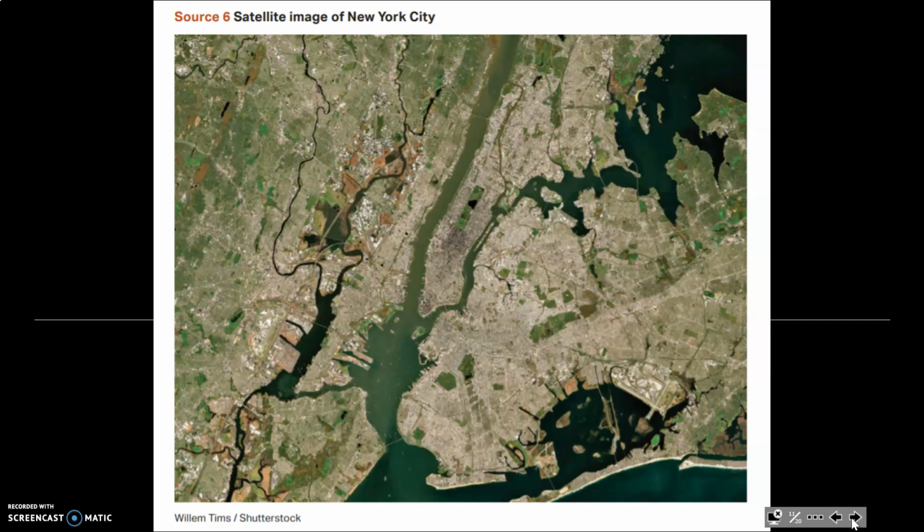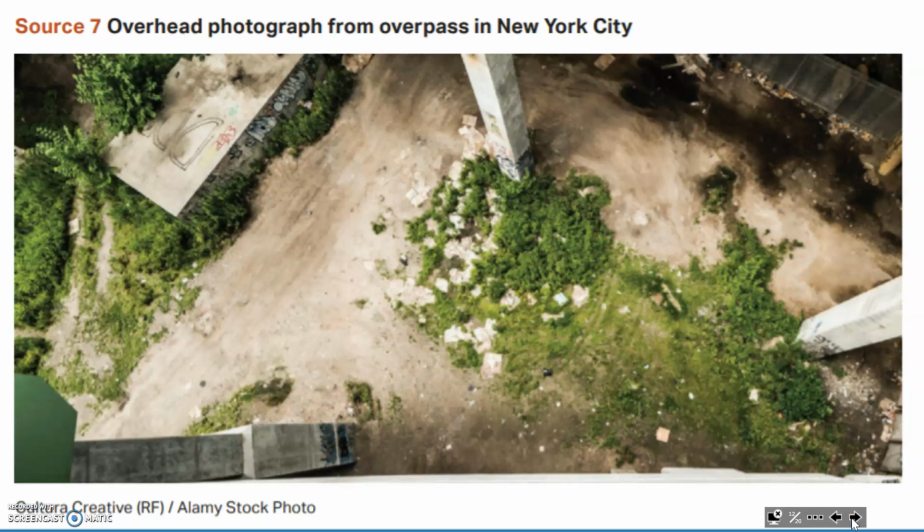So in next class, we're going to be looking at images and mostly focusing on scale. So I want you to just preview these images. So in source 6, this is an image taken from a satellite of New York City. And then this is somebody at an overpass just taking a picture with their camera, also in New York City.